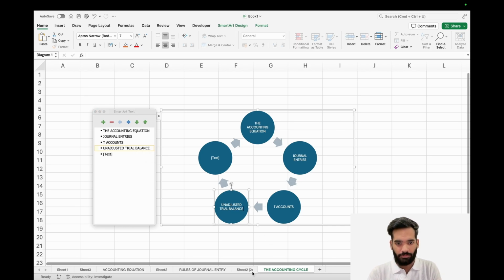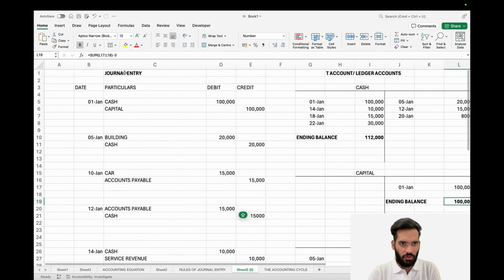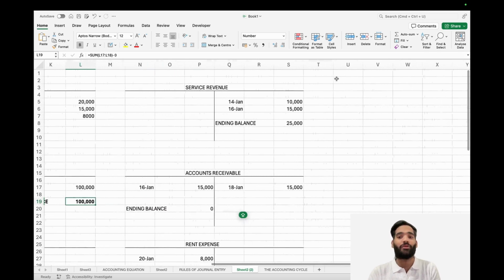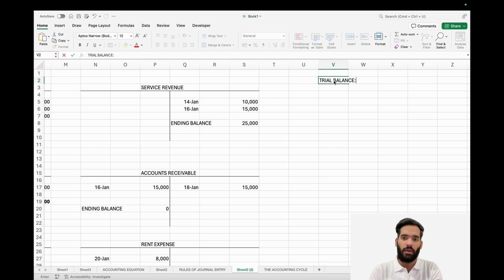Okay, so let's continue on the same worksheet. So we did the journal entries. From the journal entries, we did the T accounts. Now from the T accounts, we are going to make something called a trial balance. But of course, this is the unadjusted trial balance we are supposed to make. But let me write a definition for you of what a trial balance is.